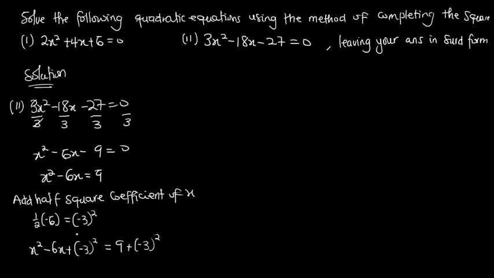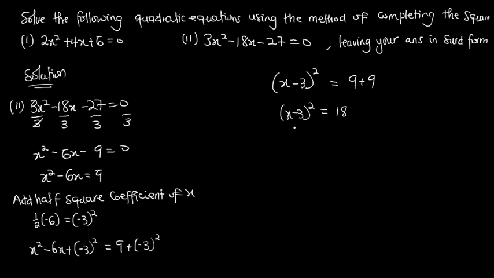So this will give me a perfect square. Either I write this as 9 or like this, it's still going to give me a perfect square. So x minus 3, all squared. If I expand this, I'm going to get this expression is equal to 9 plus negative 3 squared, which will give me 9. So I have over here x minus 3 squared is equal to 9 plus 9, which will give me 18.